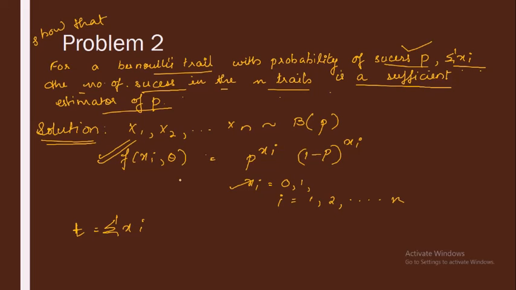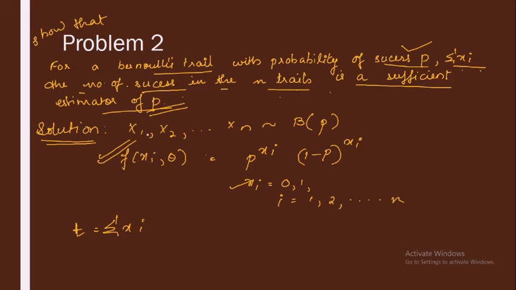Today we will go through a problem. We are asked to show that for a Bernoulli trial with a probability of success p, summation xi, the number of successes in n trials, is a sufficient estimator of the parameter p.